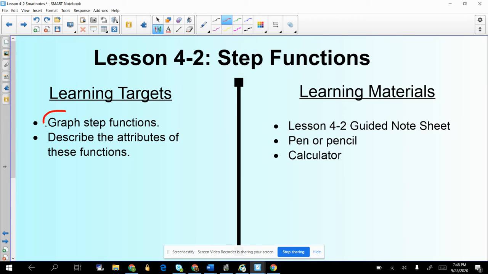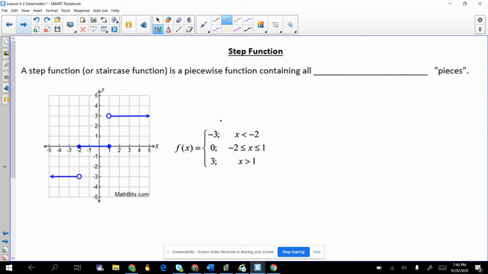Okay. So in this lesson, we are going to graph step functions, and then we're also going to describe the attributes or the key features of these functions. So first of all, what is a step function? It says here a step function, also known as a staircase function, is a piecewise function. That is what we've been talking about these last couple of days. So it's a type of piecewise function that contains all straight and horizontal pieces. Okay, so straight and horizontal.